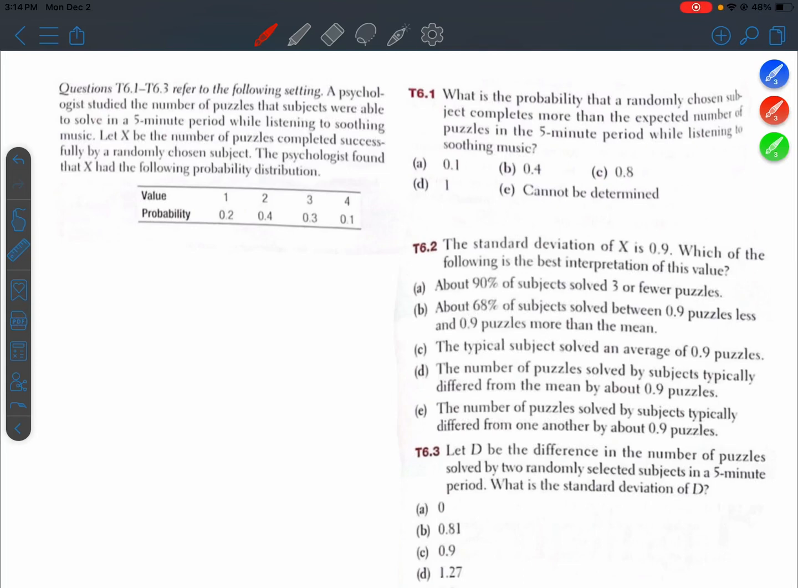This video is going to go over the first 3 questions from our practice test. The context is a psychologist studied the number of puzzles that subjects were able to solve in a 5-minute period while listening to soothing music. Let X be the number of puzzles completed successfully by a randomly chosen subject. The psychologist found that X had the following probability distribution.